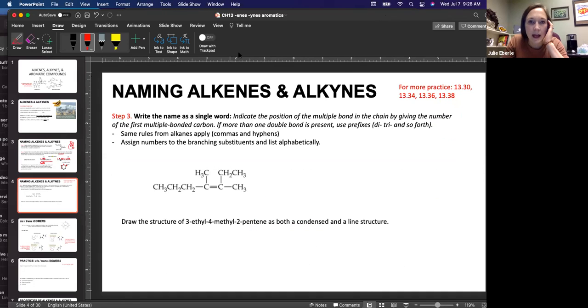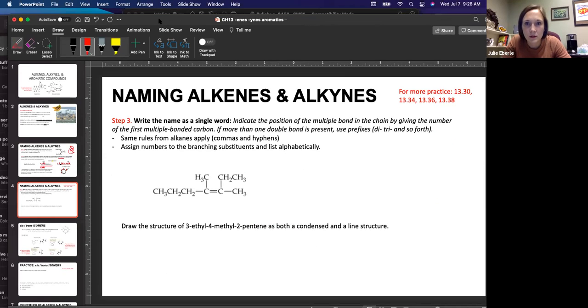So now we're going to write the name as a single word. It says indicate the position of the multiple bond in the chain by giving the number of the first multiple bonded carbon. I've actually already addressed that on the previous slide. If more than one double bond is present, use prefixes such as di, tri, tetra, and so forth.